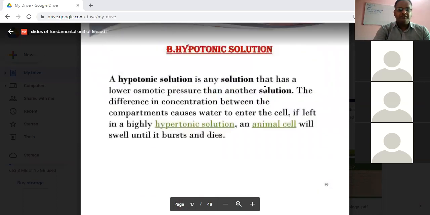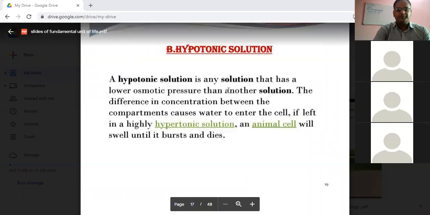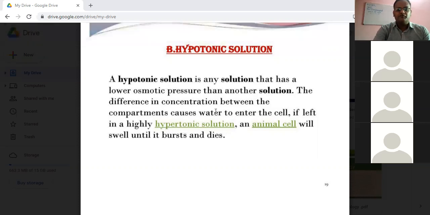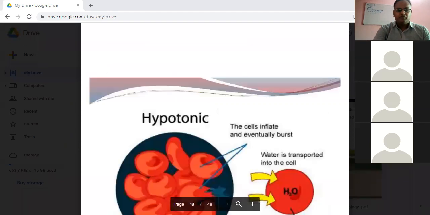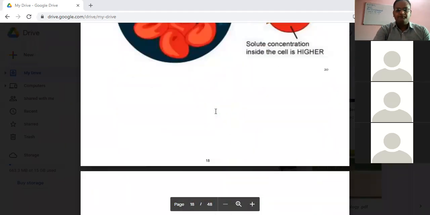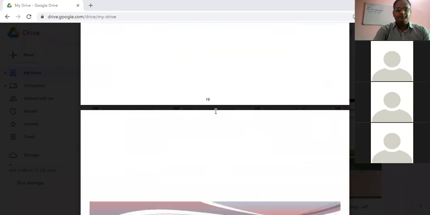Now, if we look at the definition of a hypotonic solution, it is a solution that has a lower osmotic pressure than the other, and this is due to the difference between the water concentrations of the two compartments. Okay, now next we are coming to the hypertonic solution.